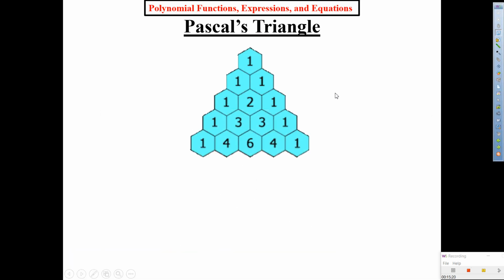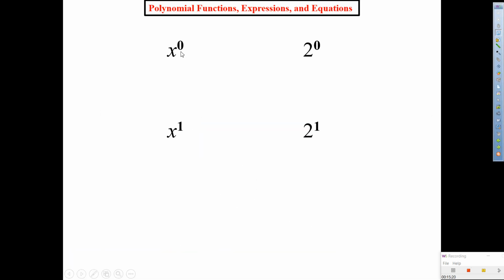I want to clarify the following. Look up. X to the 0 and 2 to the 0 is always 1. So what can we conclude? Any number to the 0 exponent is 1. X to the first and 2 to the first is itself. So this would be x, and this would be 2. So that means any number to the first power is the number itself.